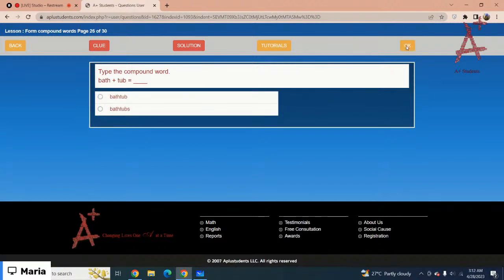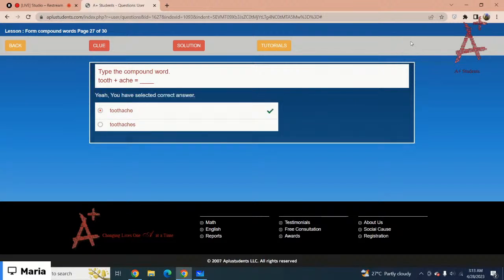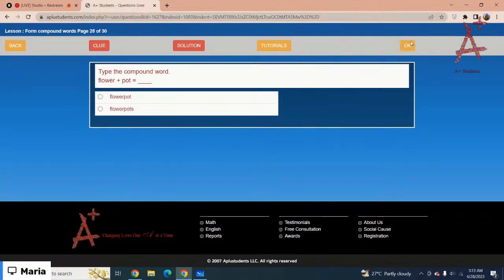Bath plus tub, so together they make bathtub, that would be option number one. Tooth plus ache, so which is the correct option? Yes, together they make toothache. It's okay if you are done. Let us just complete this one.